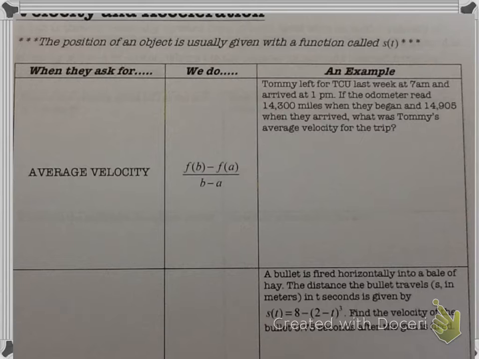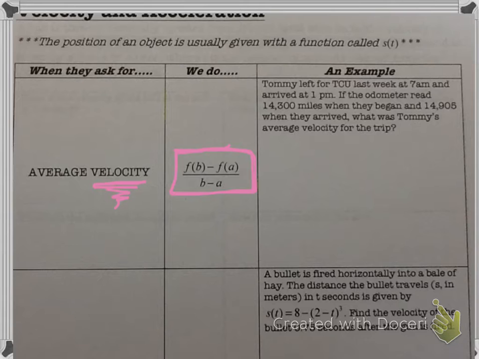So first example is one we've actually seen before, but just giving it a little bit more realistic nature. So we know that the average rate of change of a function is defined by this slope calculation, f of b minus f of a over b minus a. Well, we call that the average velocity when we're talking about an object's change in terms of its distance over time. So let's look at an example.